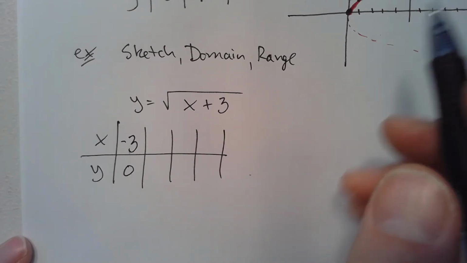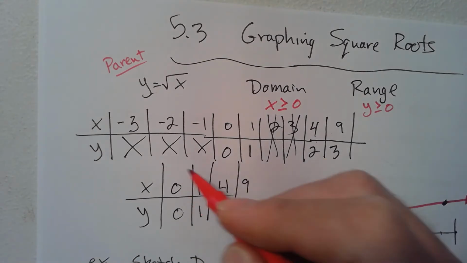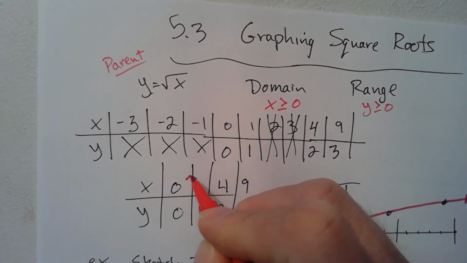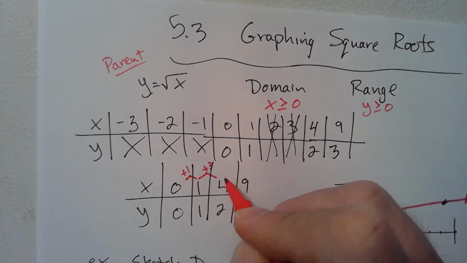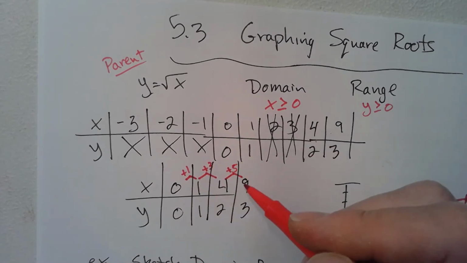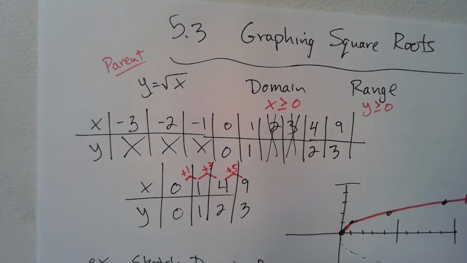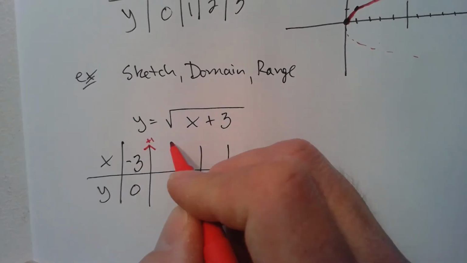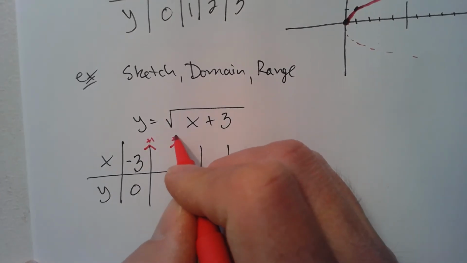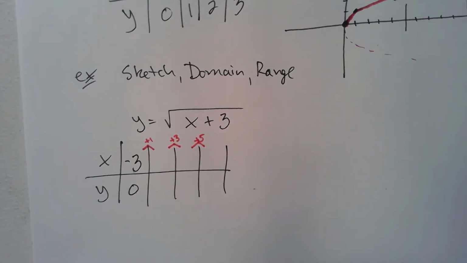Okay, so now our pattern is we went up to get perfect squares. We went up 1, and then we went up 3, and then we went up 5. And if we wanted another perfect square, we could go up 7. But 4 points is sufficient. So we're going to go up 1, and then up 3, and then up 5 to get the x values that are going to work for us.